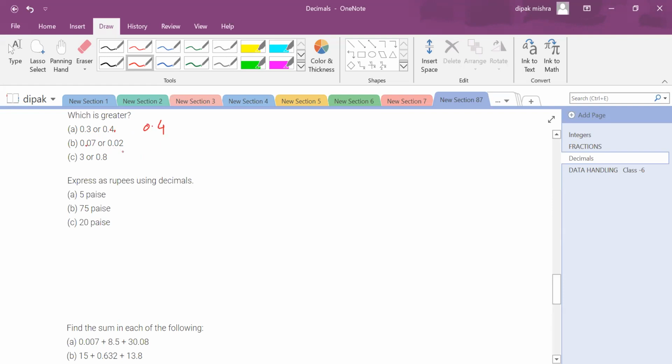0.07 or 0.02. So you're seeing 0.07 or 0.02. After the decimal, we compare the second place with the second place. So 7 is more than 2, so 0.07 is more.